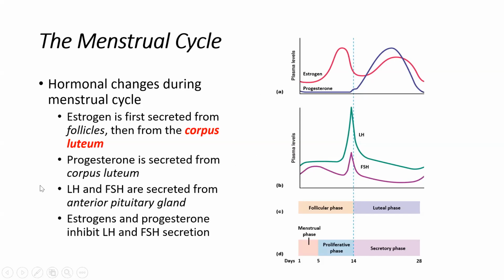We also want to point out that LH and FSH are under the influence of these hormones. So when these hormones drop off, they will eventually send a negative feedback loop up to the pituitary so that the levels of LH and FSH will decrease. And this happens again and again each month in order to bring about the events of the menstrual cycle.